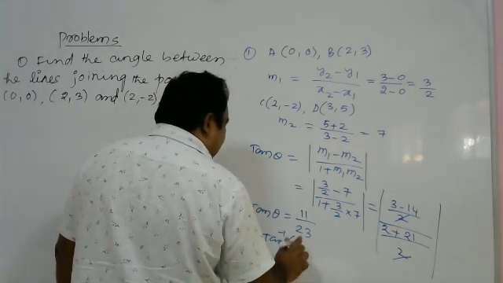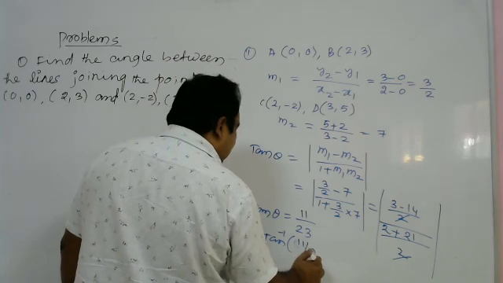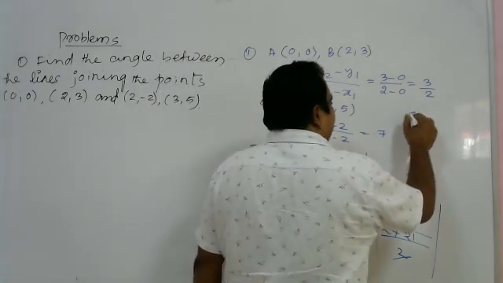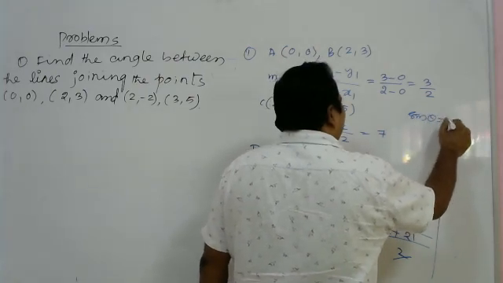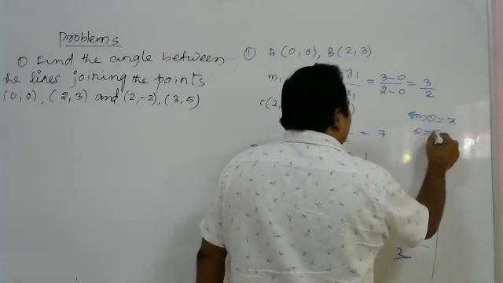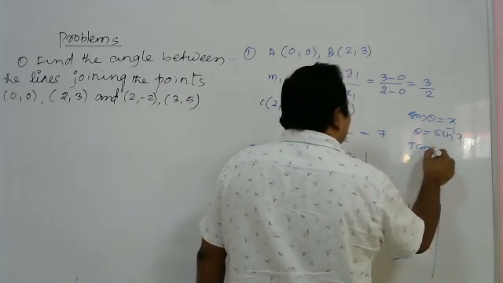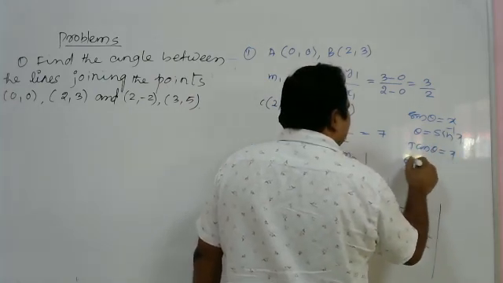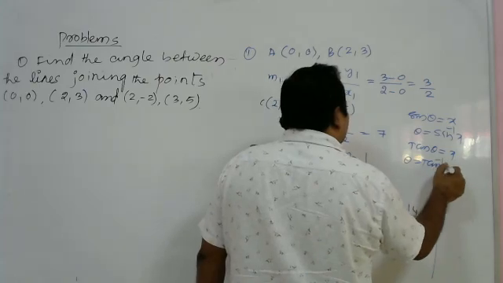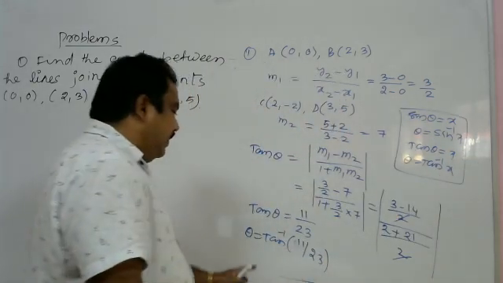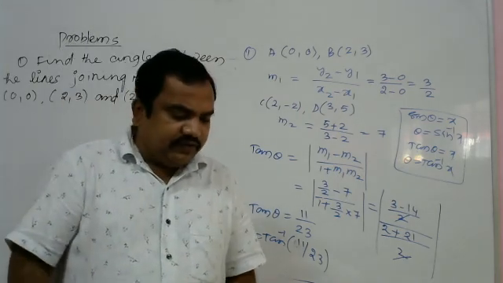In inverse trigonometry, I can explain this in detail. For any function, suppose sin theta is given as x, then what is theta? Sin inverse of x. If tan theta is given as some x, then theta is tan inverse of x. Like this you can write. Remember this. So the answer is tan inverse of 11 by 23.